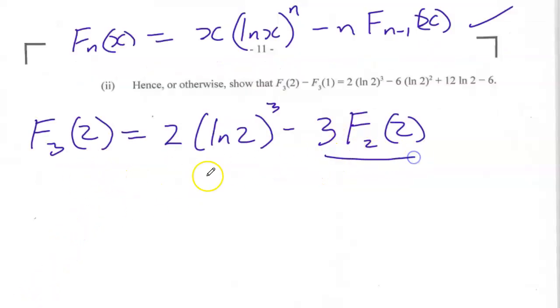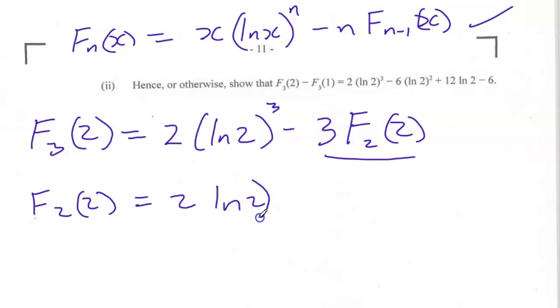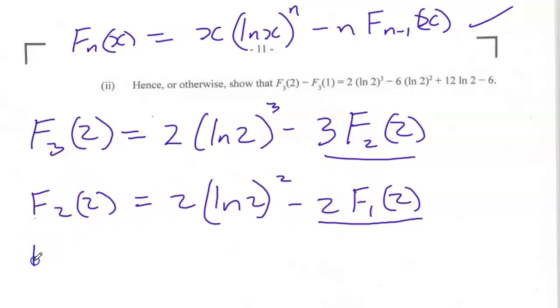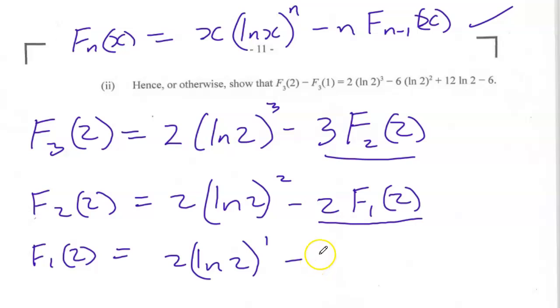Now, of course, we're going to need f subscript 2 of 2. So f subscript 2 of 2 would be equal to, at this time I'm replacing both the n and the x with 2. So 2 log 2 to the power of 2 minus 2 f subscript 1 of 2. Which means we are also going to need f subscript 1 of 2. So f subscript 1 of 2 will be equal to, this time I'm replacing the n with 1 and x with 2. So 2 log 2, replacing n with 1, minus 1 f subscript 0 of 2, replacing x with 2, right?